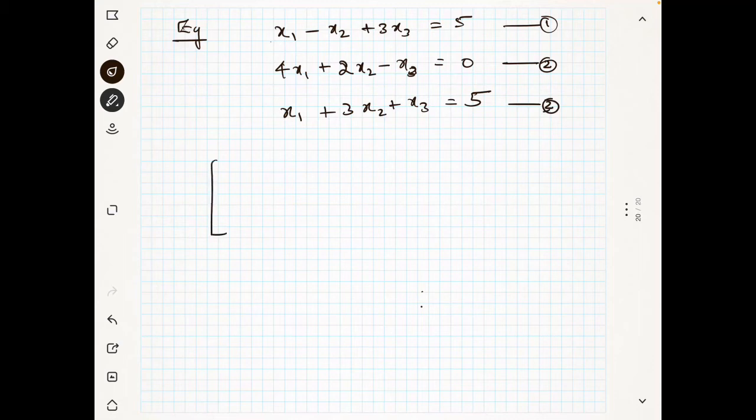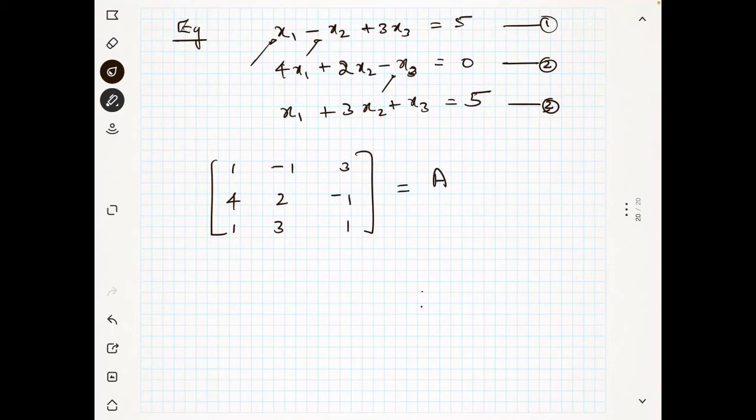First, you see the coefficient here, it is 1, then the second coefficient is minus 1, and this is 3, then 4, 2 and minus 1. Here the coefficient is minus 1. And this is 1, 3 and 1. So this is the matrix A here.